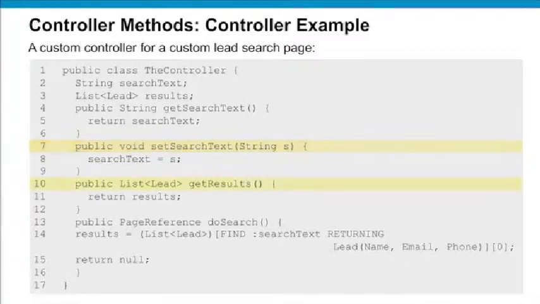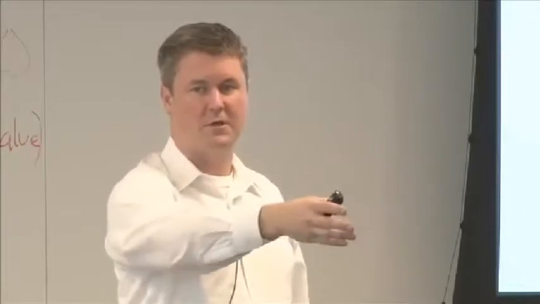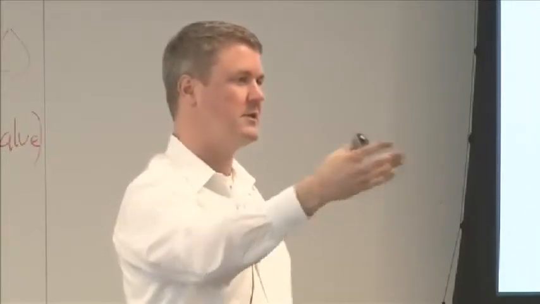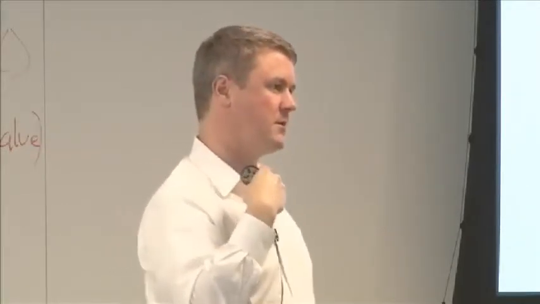We also have a getResults. So getResults returns our list of leads down to the page. Now there is no setResults, and the reason is that this is a search application that we're looking at. And so much like when you go to Google or Yahoo, you don't tell Google or Yahoo, here are the results. You give them the search text, they give you the results back, right?